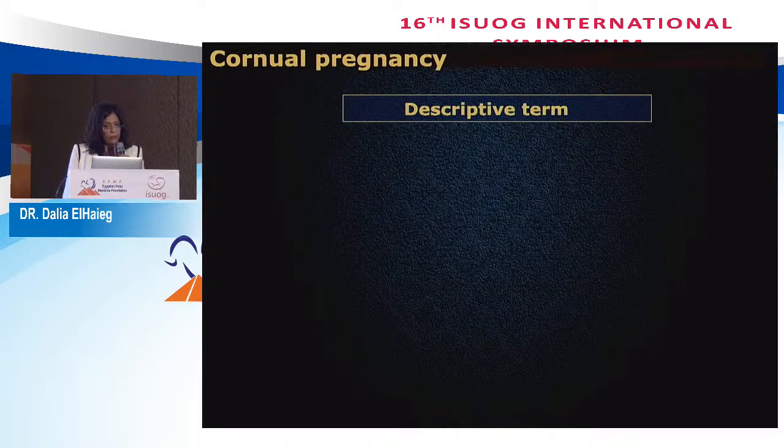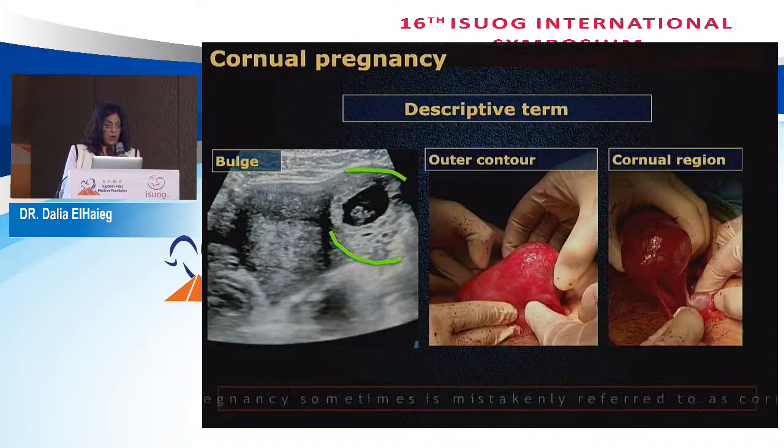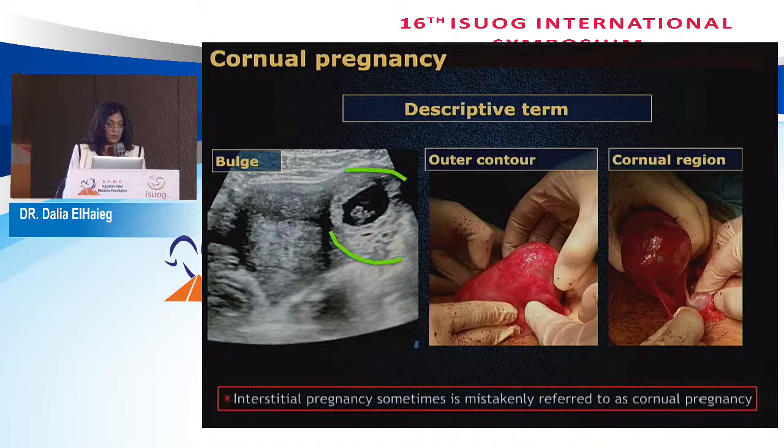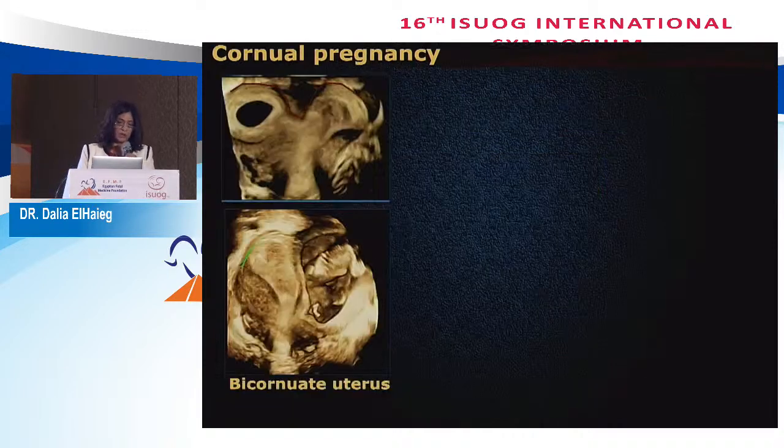So, what about cornual pregnancy? We need to know that cornual pregnancy is just a descriptive term. It's just to describe a bulge or a mass on the outer contour at the cornual region. That's why it applies to many conditions, interstitial to angular. So that's why interstitial sometimes is mistakenly referred to as a cornual pregnancy. But cornual pregnancy is just a description of a protrusion on the outer contour of the cornual region.